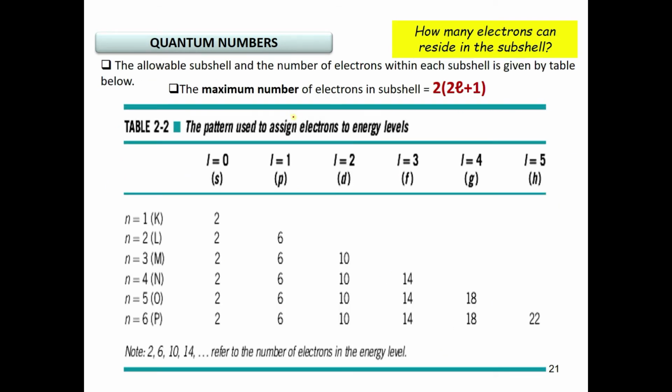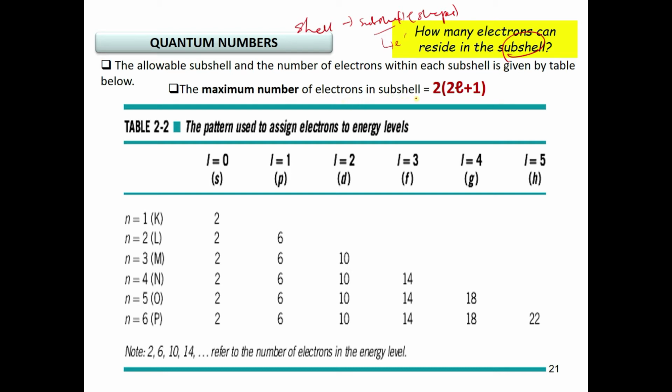Previously, we learned how big the shell is from the principal quantum number, how big the house is, and we know the shape of the subshell, how many rooms the house can fit and what shape they are, based on the secondary quantum number L. So how many electrons can reside in the subshell? You have shells, you have subshells, and each subshell has a different shape. So how many electrons can reside in each of the subshells?